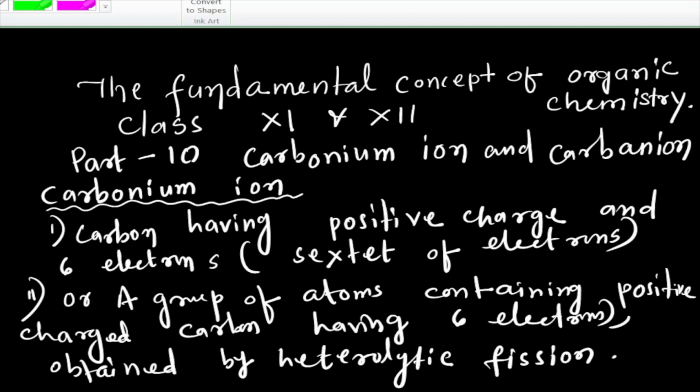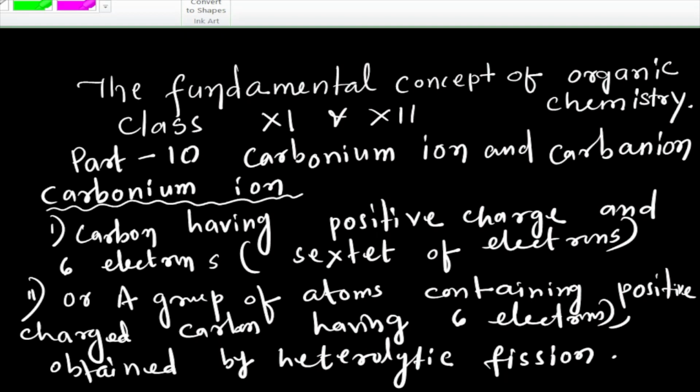Now the topic is fundamental concepts of chemistry, that is organic chemistry. This is for class 10, 11th and 12th, and it is part 10, where I have to explain carbonium ion and carbene. Now first we will see carbonium ion. What is meant by carbonium ion?